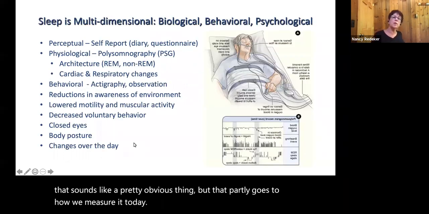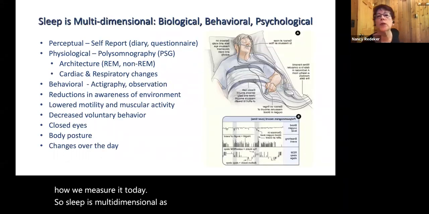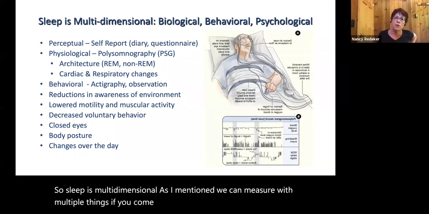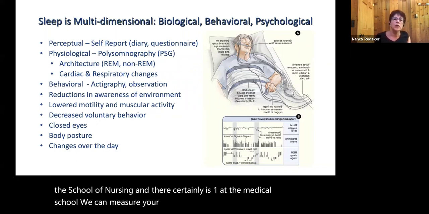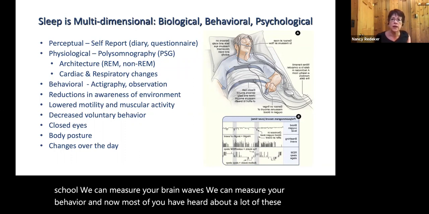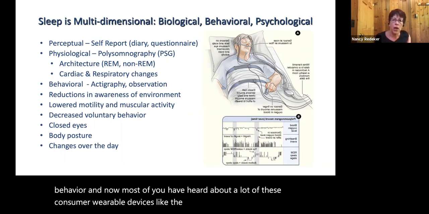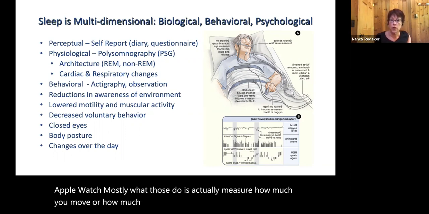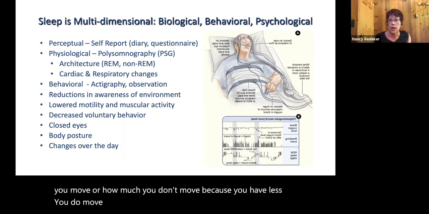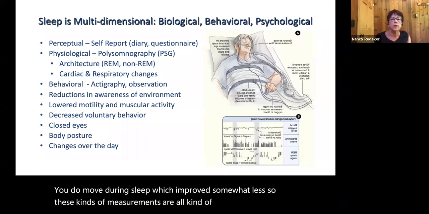So sleep is multidimensional. As I mentioned, we can measure it with multiple things. If you come into our sleep lab, and we have one at the School of Nursing, and there certainly is one at the medical school, we can measure your brain waves. We can measure your behavior. Now, most of you have heard about a lot of these consumer wearable devices like the Fitbit or the Oura Ring or the Apple Watch. Mostly what those do is measure how much you move or how much you don't move. You do move during sleep, but you move somewhat less. So these kinds of measurements are all looking at different parts of sleep.